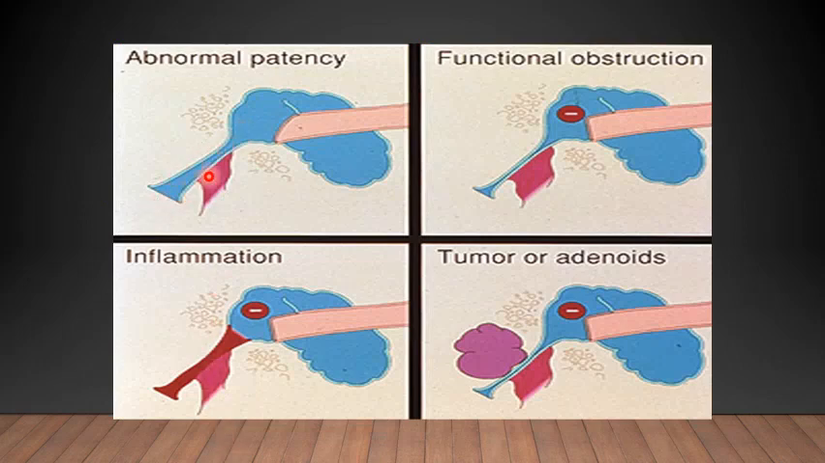There is abnormal patency of eustachian tube, or there is obstruction causing narrowing of eustachian tube, or there is inflammation which is increasing secretions into the middle ear cavity, or there is a tumor or adenoids or any sort of structure which is growing outside eustachian tube which is pressing on it.